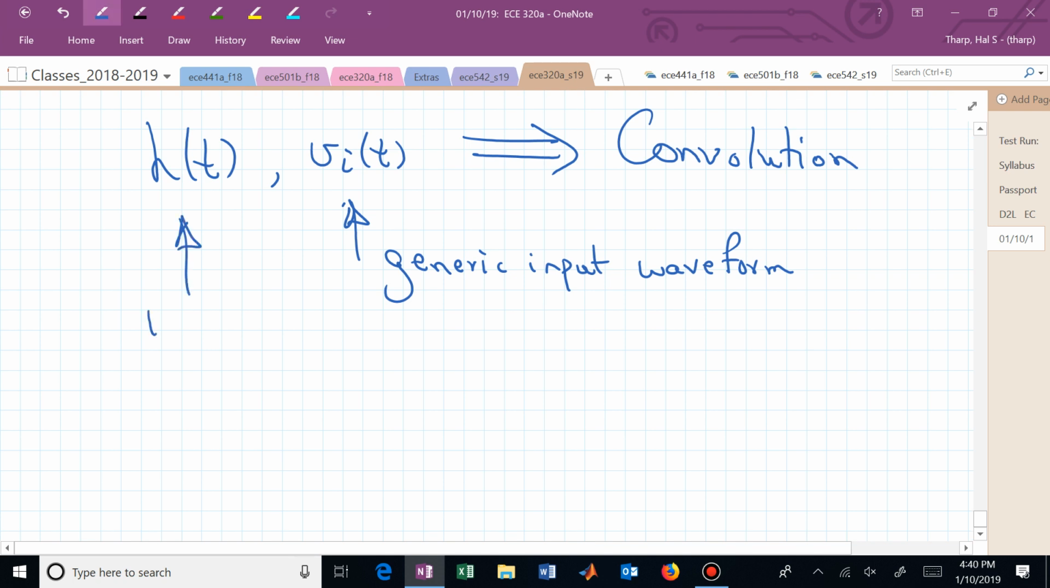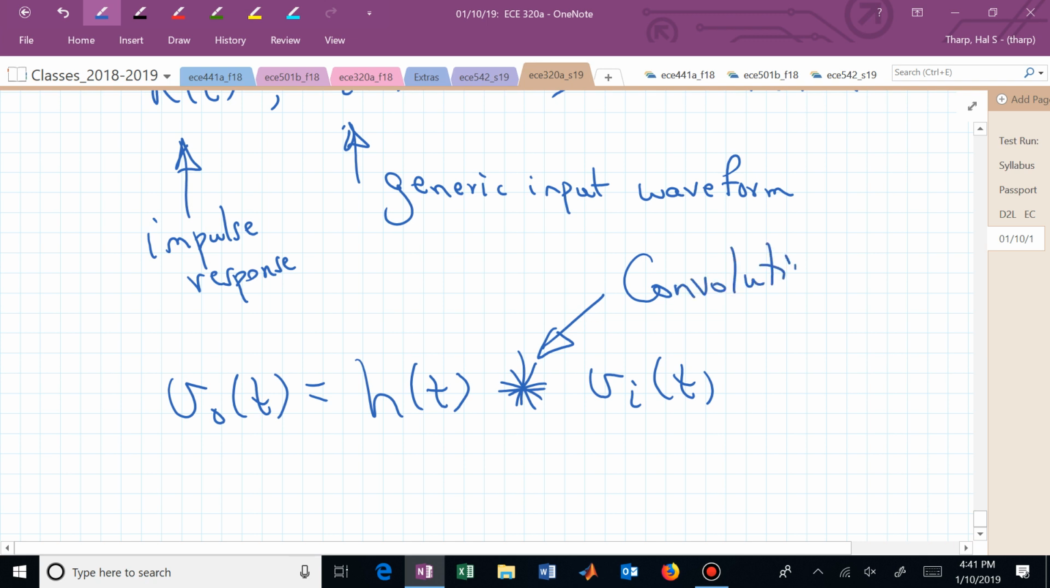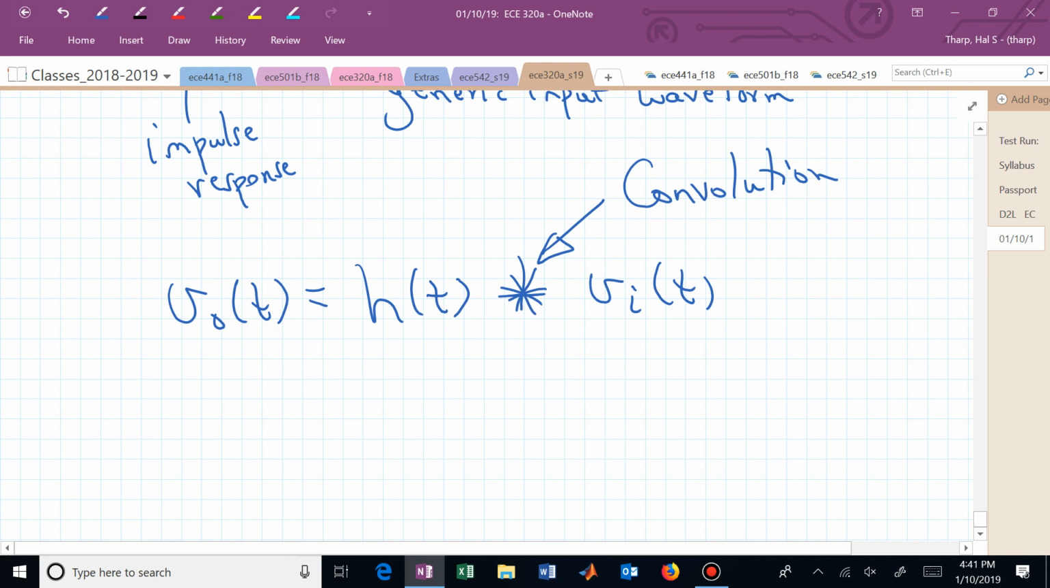This is now our impulse response. And it actually gets kind of fun because we flip and slide waveforms. We get to flip a waveform and slide it through, and we're going to calculate the output. And that's actually what, if I wanted v sub 0 of t, that's h of t convolved, that's a special operator there, convolved with v sub I of t. And that means, and this would be our output response in the time domain.